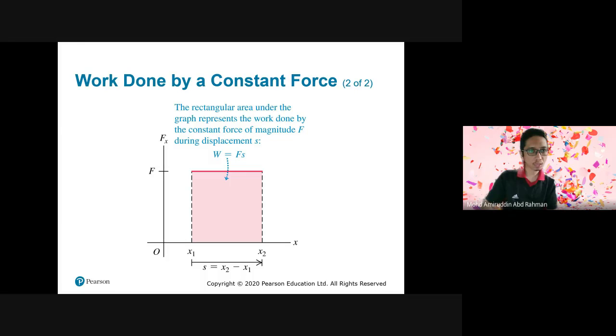All right, so let's say we have a constant force. What's the work there? The work is still the area under the graph. So W equals Fs, where we need to find the force, and s is the displacement, meaning x2 minus x1. So it's actually the area of a rectangle.